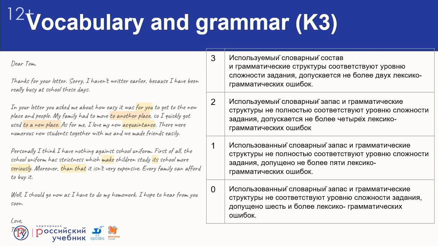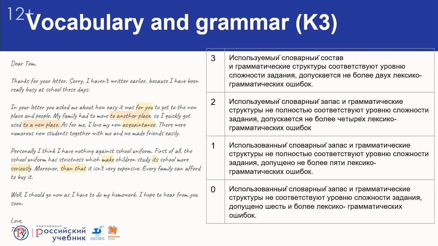As for me, I love my new acquaintance. Doesn't really make sense. My new acquaintances, like the people I met, the friends I made there, is this what they meant? Otherwise, it's not clear who they're talking about, right? Probably they meant friends or acquaintances, or I enjoyed the process of making acquaintances, right, or making friends with other people.